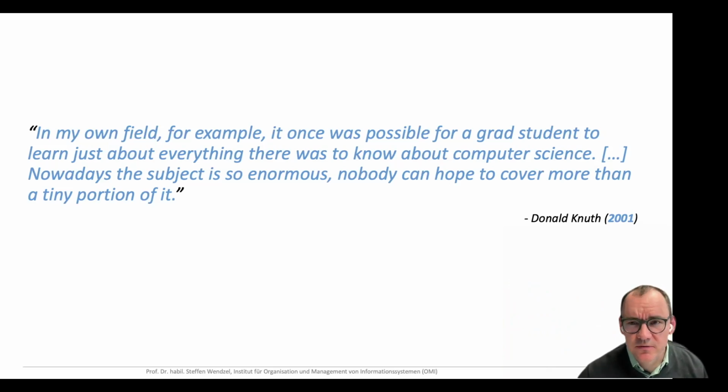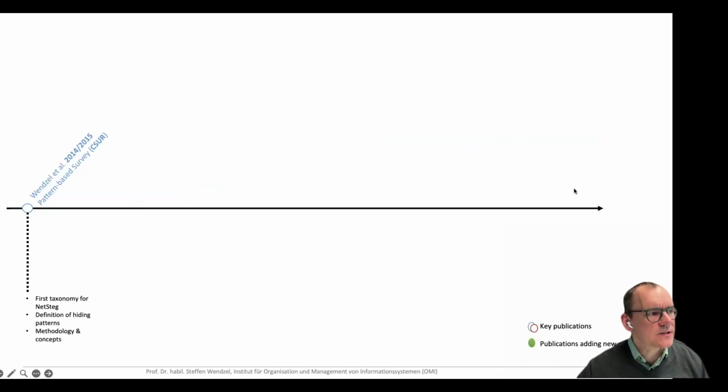And what is described here for computer science is true for cybercrime as a subdiscipline and steganography as a sub-subdiscipline. We addressed that starting in 2014 and 2015 with a pattern-based taxonomy for network covert channels, or in other words, for network steganography. This was the root publication, and the concepts of this work still remain, the idea of using so-called design patterns, and lots of the terminology is kept through the years.